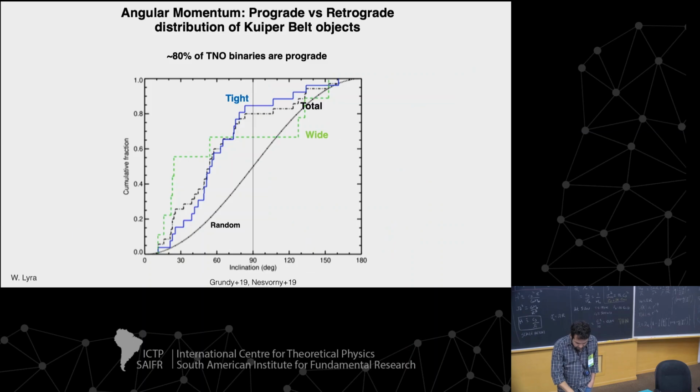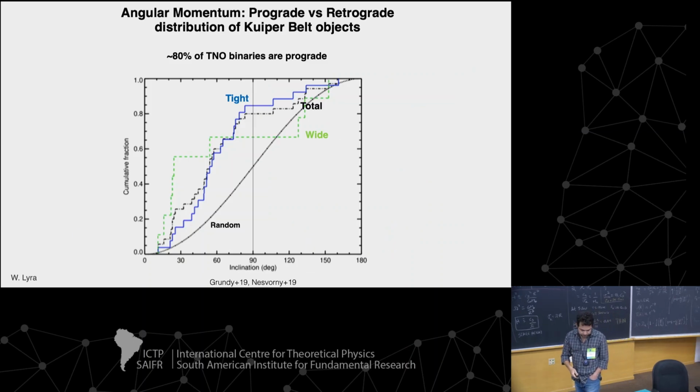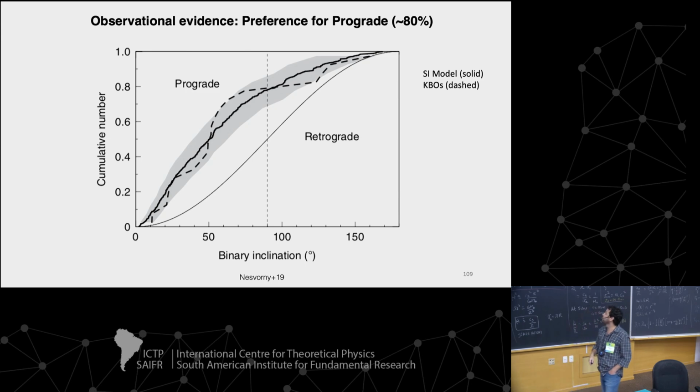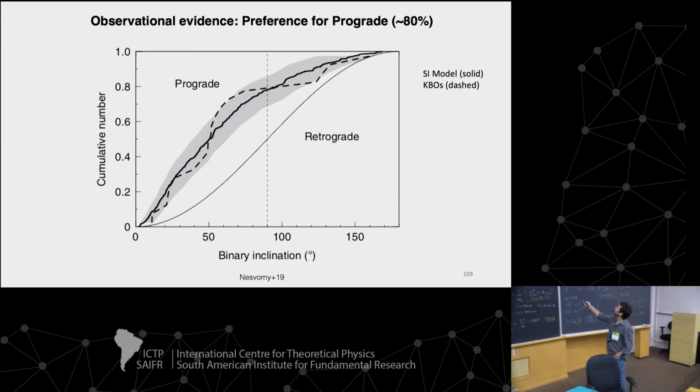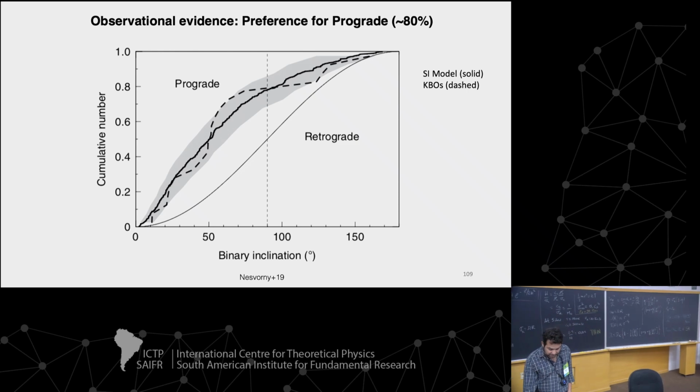So quantifying that, it seems to be indeed that... this is from the observation. Oh, yeah, this is here from the simulation. So this is the result. The dashed line here is from the KBO, and the solid line is the result from the simulation. You see indeed that it is matching the observation. A random distribution of prograde and retrograde would follow this line here. So the streaming instability simulation is reproducing this trend of 80% prograde to 20% retrograde objects.